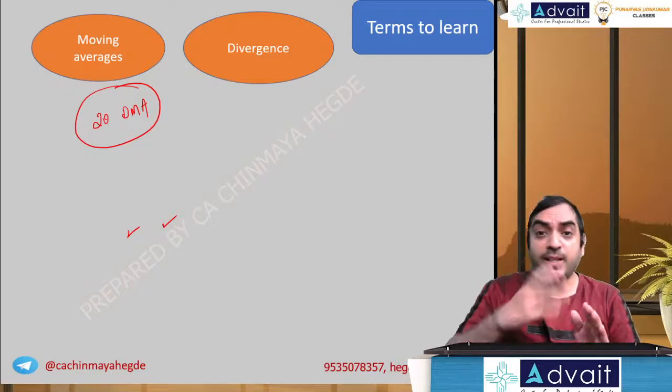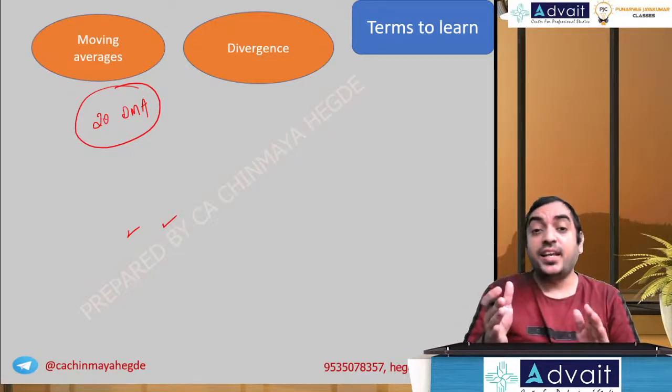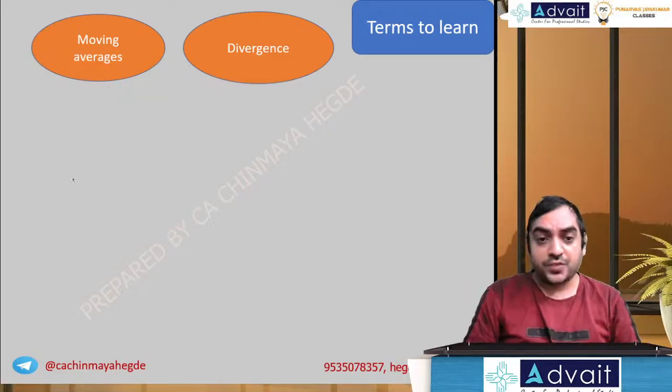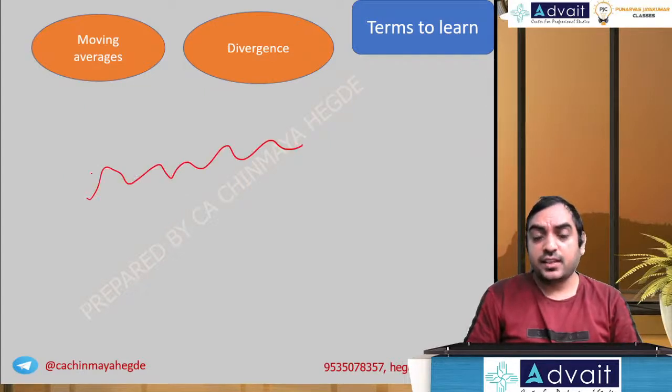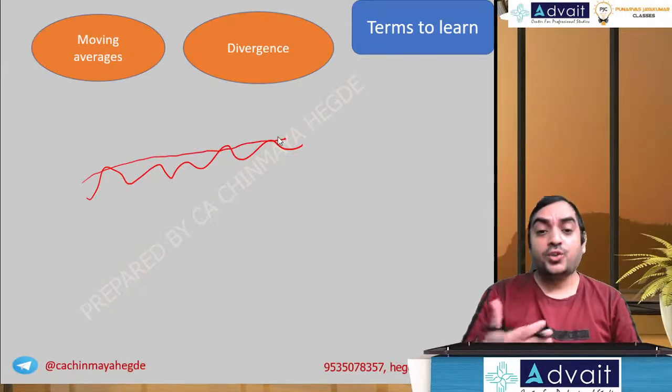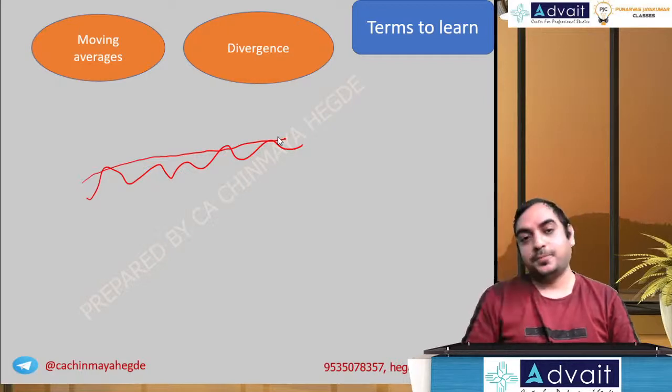Now, every day the price can change, but every day the average will not change drastically because it takes the last 20 days data. So if the graph looks like this, whereas the average looks very smooth, it does not change drastically. It also helps us to identify the trends.